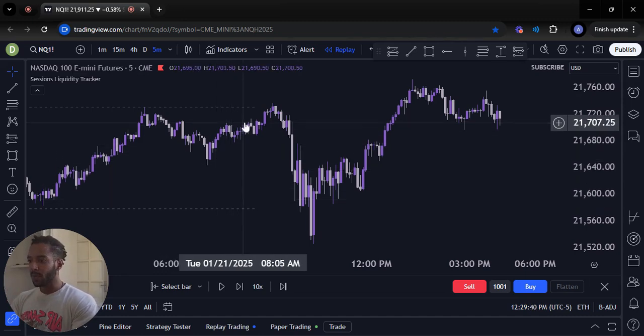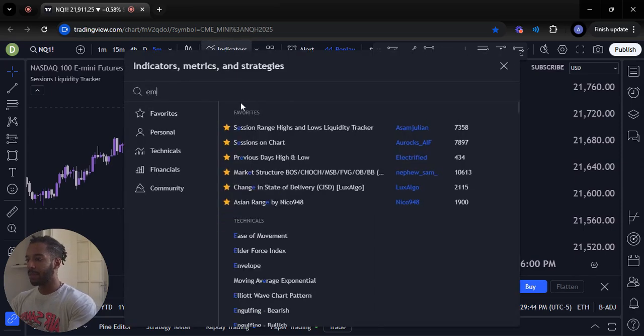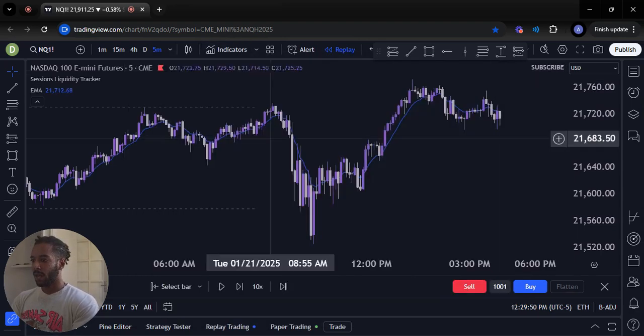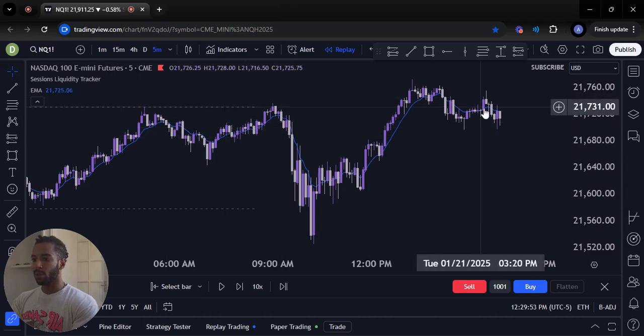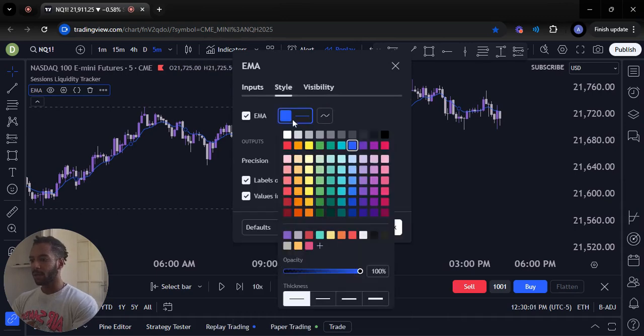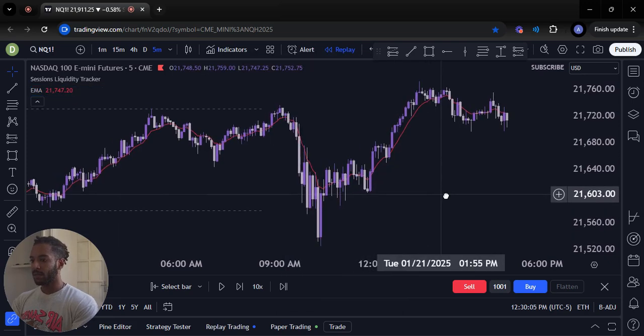So how do we add the 9EMA to our chart? We're going to come over here to indicators, and if you just type in 9EMA or EMA, you can find the moving average exponential. So we'll add that to our chart, and you can see that it comes with this blue line right here automatically. We're going to use the default settings of 9 and close and 0. Now I don't like blue. Let's change it to red, and basically this is what we have.